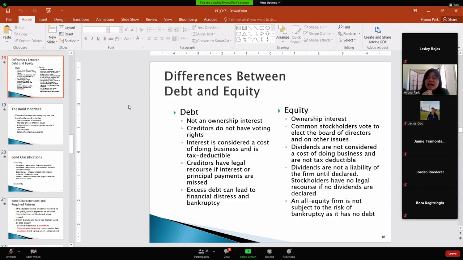So, buying debt versus equity. A simple example: if you have $100,000, you may use that $100,000 to buy Apple stock, or you can buy an Apple bond. So what are the differences? If you buy a bond, you do not become an owner. But if you buy Apple stock, you become an owner, a shareholder.